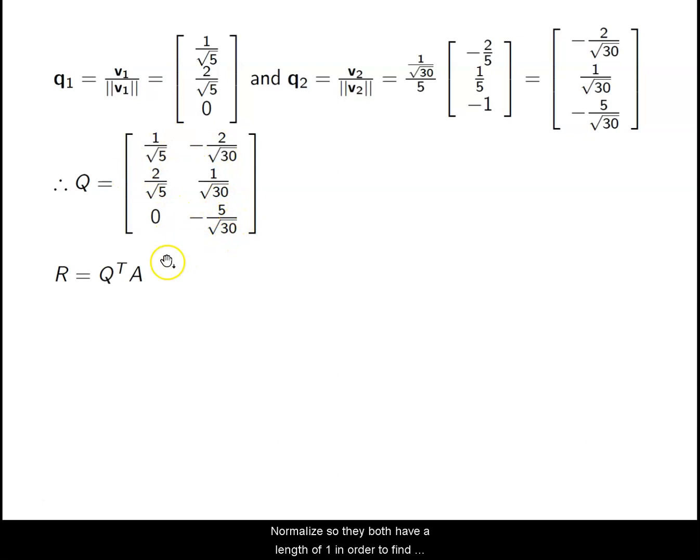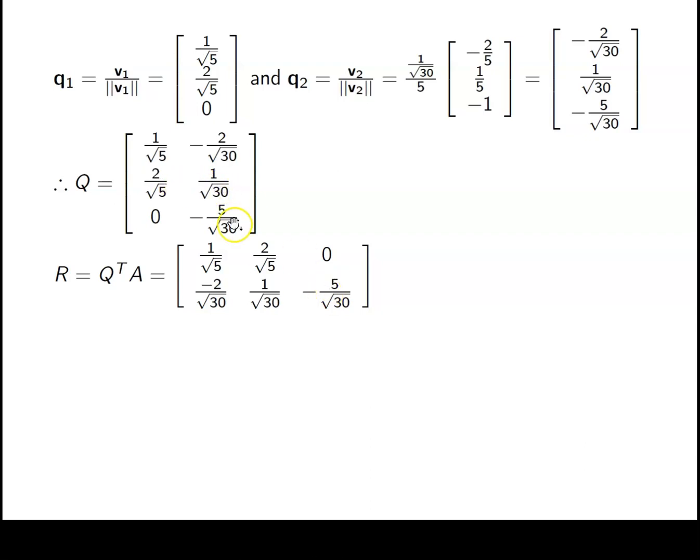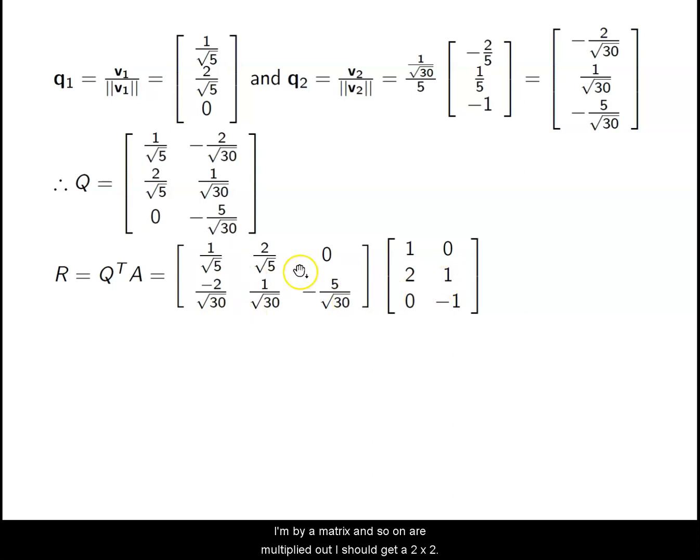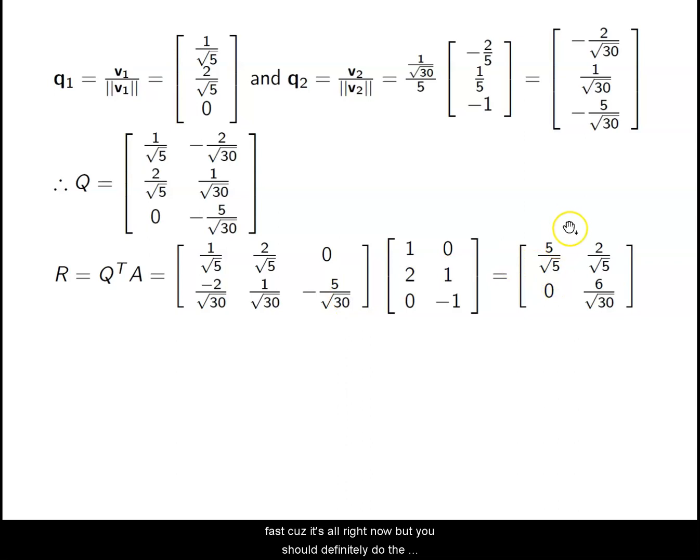Okay, so now in order to find R, what I need to do is multiply the transpose of Q times A. So again, I'm going to transpose this thing. Instead of a 3 by 2, it'll be a 2 by 3, and multiply it by the original matrix A. So transpose Q times our A matrix, and when I multiply it out, I should get a 2 by 2, and this is my result. Obviously I've done this very fast because it's all written out, but you should definitely do the math to double check that this is what we get, right?